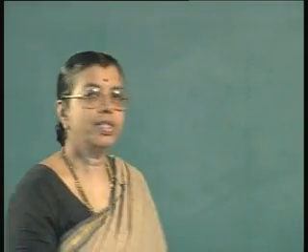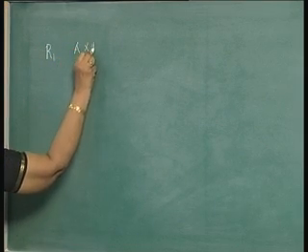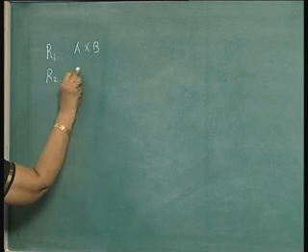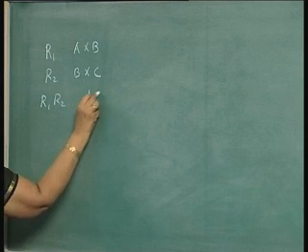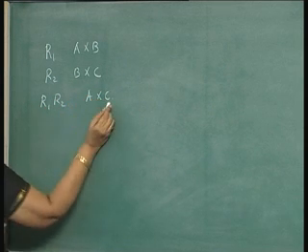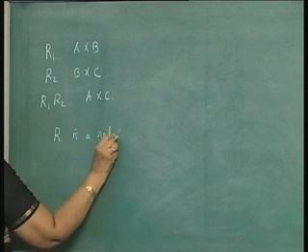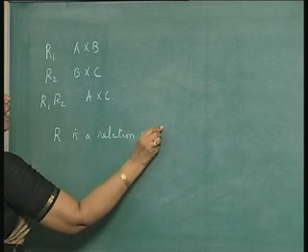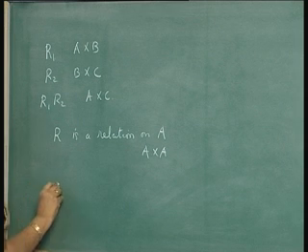So, in the last lecture we have seen about composition of relations. We have also seen what is a power of a relation. So, if R1 is a relation on A cross B and R2 is a relation on B cross C, then R1 R2 we can define on A cross C from A to C. Now, if R is a binary relation on A, that is A cross A, then you can talk about the power of R.